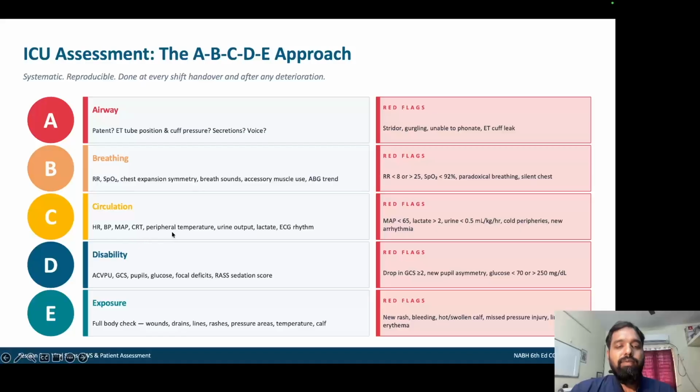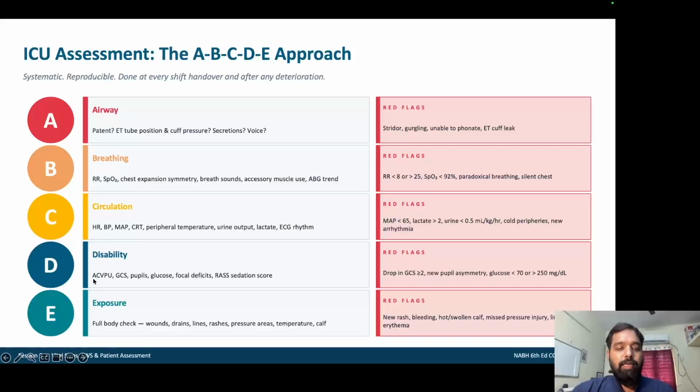CRT, peripheral temperature, urine output, lactate, and ECG rhythm. The red flags are MAP less than 65 millimeters of mercury, lactate more than 2, urine less than 0.5 ml per kg per hour, cold peripheries, or new arrhythmias.